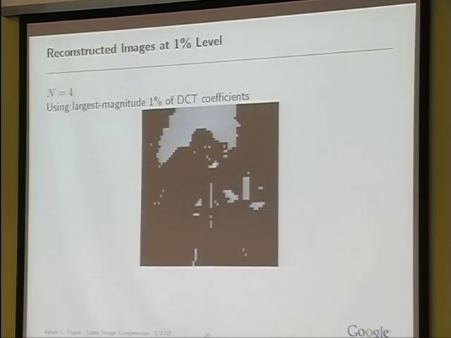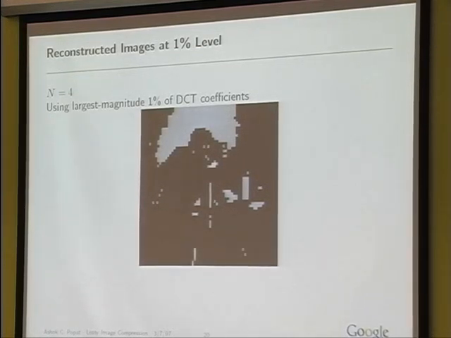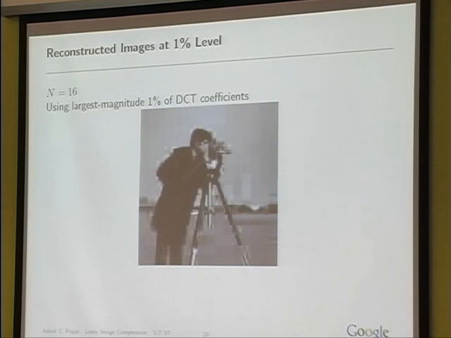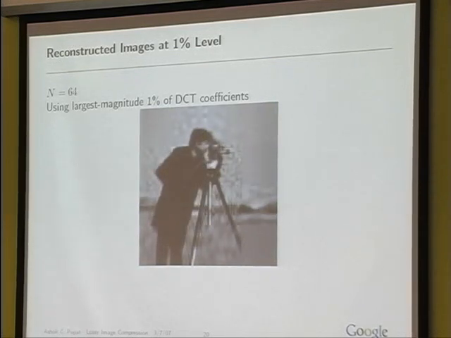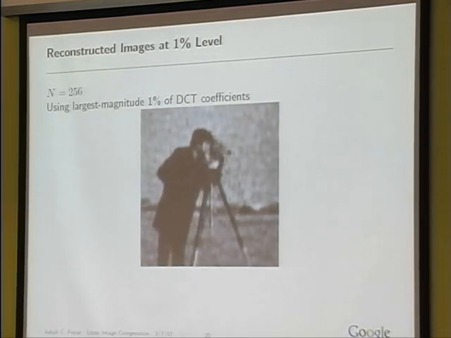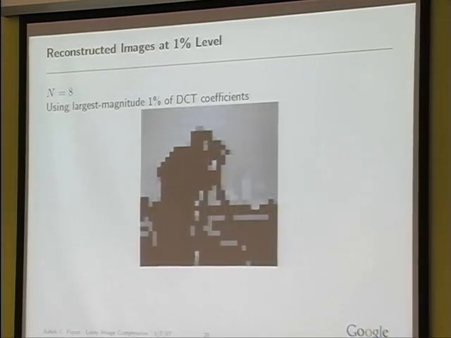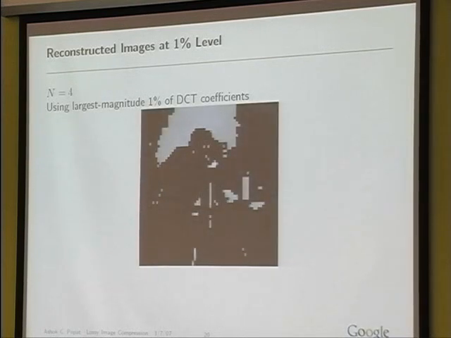Let me first show you the result of reconstructing using 1%. So that was at the right-hand endpoint. That's using 1% of the coefficients when n equals 4, n equals 8, n equals 16, n equals 64, n equals 256. Okay. So we can see that it starts to get interesting at n equals 16 or so. n equals 8 and n equals 4 are not useful.